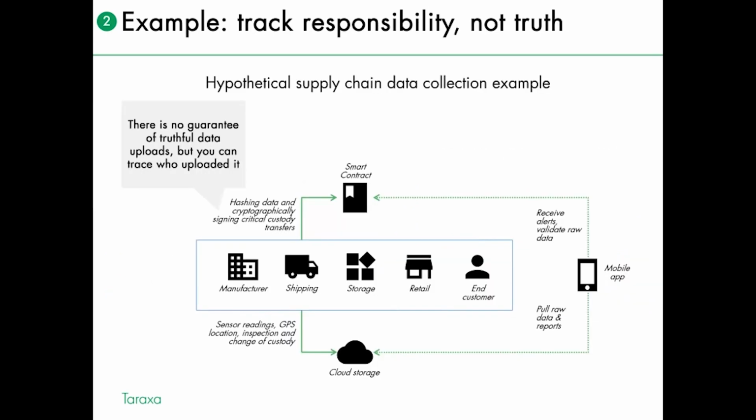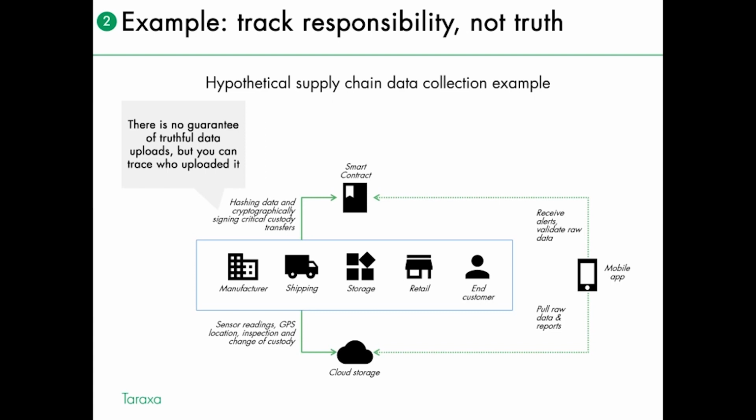So, let's look at a simple example. I'll tell you the example and I'll tell you about the story that inspired this example. Here you have a hypothetical supply chain data collection example. You have lots of people along the supply chain: manufacturer, shipper, storage people, retailer, and customer. They're all hashing their data and anchoring it into the blockchain. It's great. But of course, you get garbage in, garbage out. There's no guarantee that any of these people or entities are uploading correct, true data. But it doesn't matter.